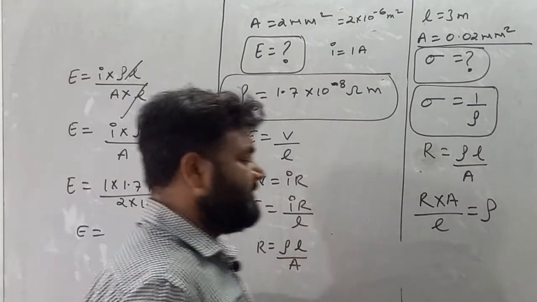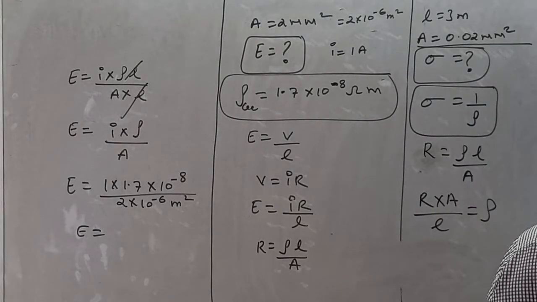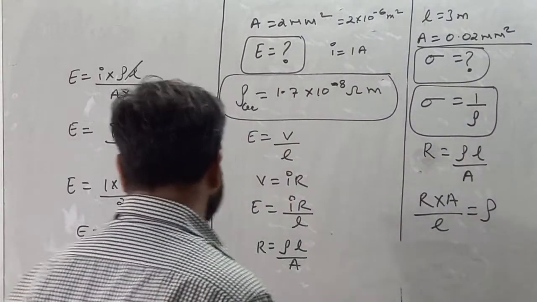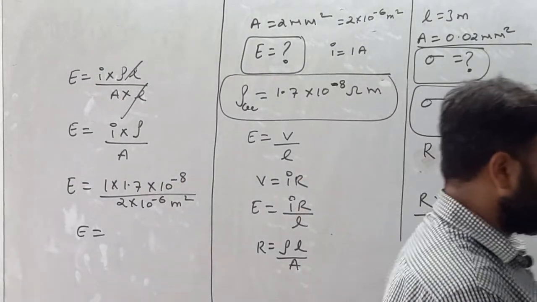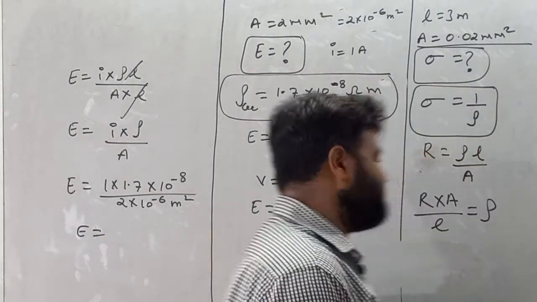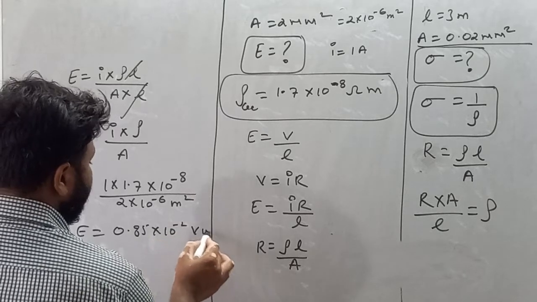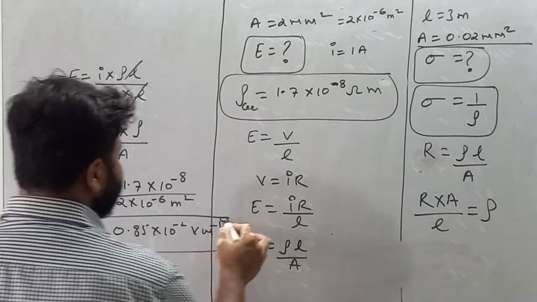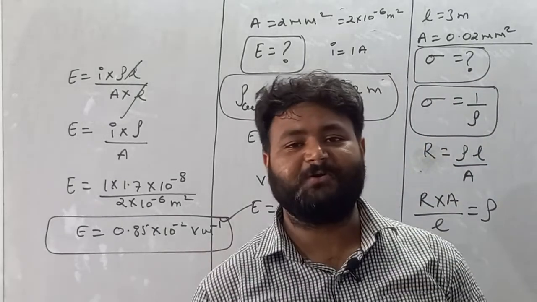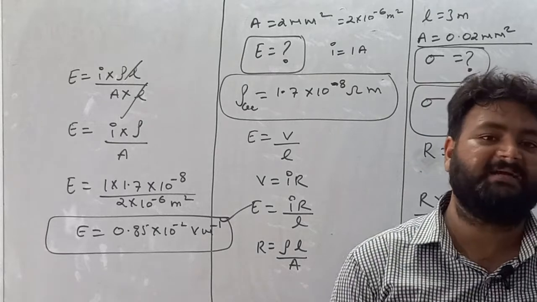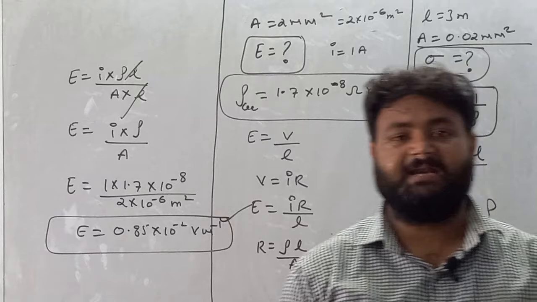After solving this, you will get your answer, and the answer is 0.85 into 10 raised to the power minus 2 volt meter inverse. This is the value of the electric field, dear student. I hope you all understand each and every numerical. You understand how we give the value of resistance with the help of color coding.